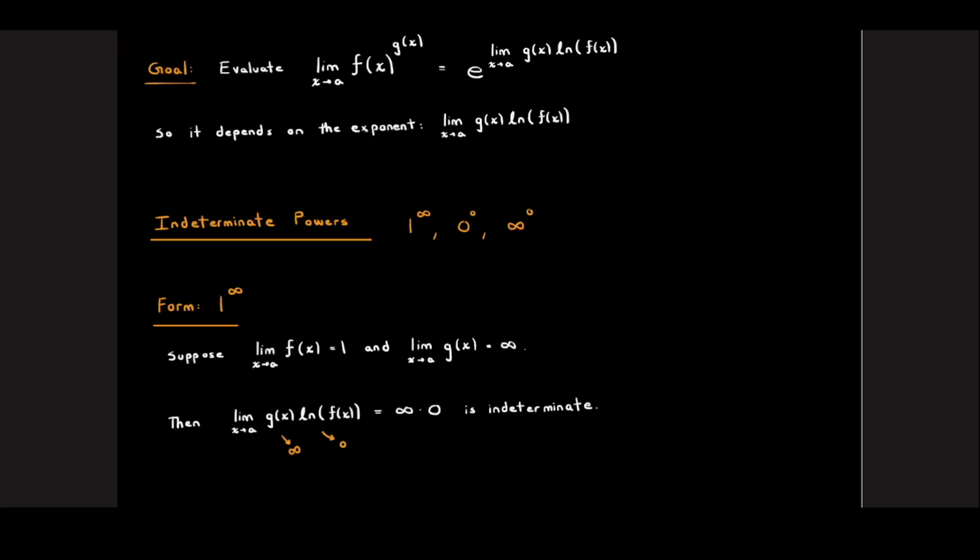And so this is what I mean. When you're working with these limits of powers and you end up running into these sort of indeterminate forms, they're indeterminate forms because they lead to this exponent limit being an indeterminate product.